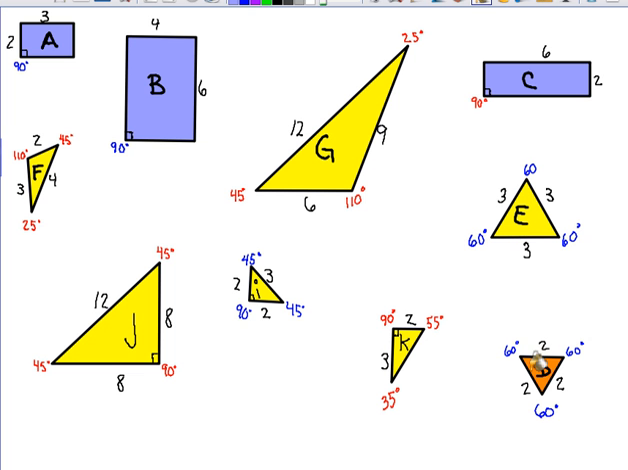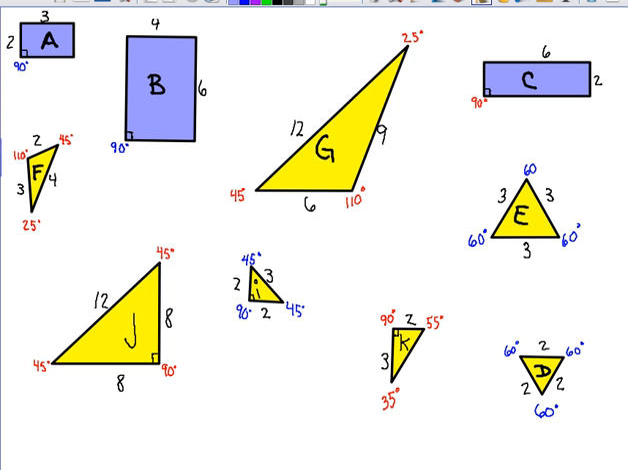Now that I've categorized them by shape, the light purple ones, those are all rectangles, and the yellow ones, those are all triangles. Now I go to my second criteria to be similar. Second criteria to be similar is that they have the same corresponding angles.